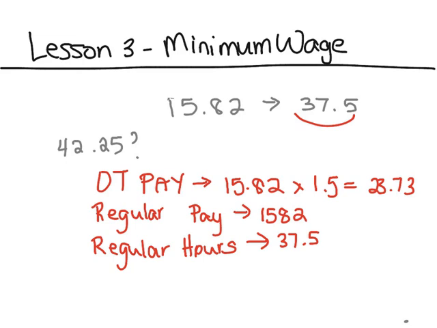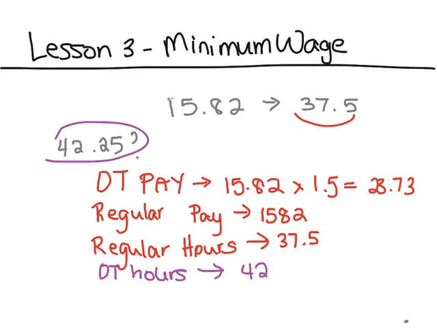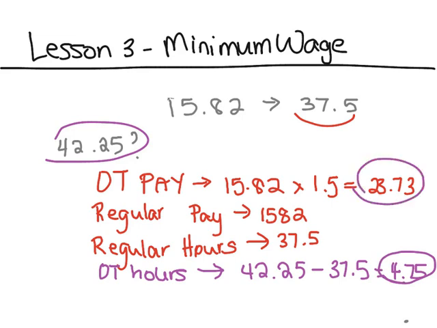Now we want to find his overtime hours. And to find that, we're going to take how much he worked, and we're going to minus the regular hours. So 42.25 minus 37.5, which is 4.75. So this is how much he works for overtime. And this is how much he works for regular. So we're going to multiply each of them together and add them.